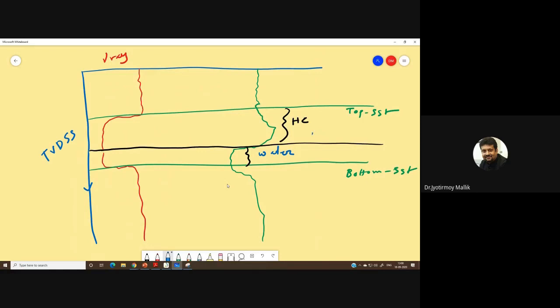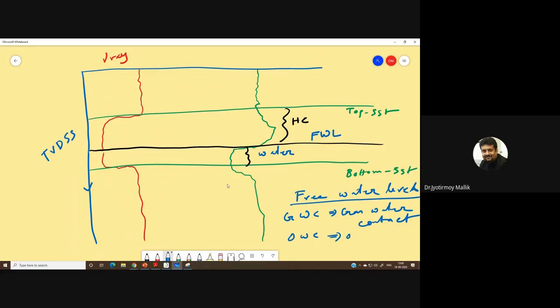This depth is called FWL, free water level. More specifically, this can be GWC, gas water contact, or OWC, oil water contact, either of them. In general, it is called free water level, and more specifically, it can be a gas water contact or an oil water contact.